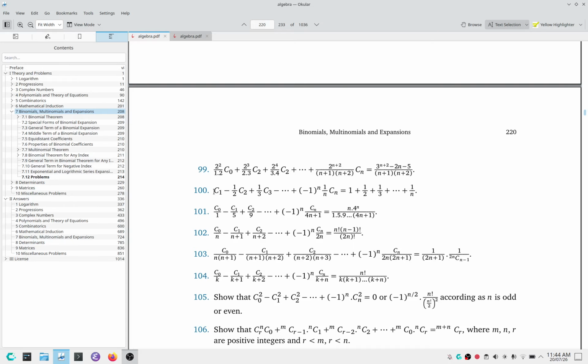Now we come to question 100. Question 100 says that C1 minus C2 upon 2 plus C3 upon 3 up to (minus 1) to the power (n minus 1) Cn upon n is equal to 1 plus 1 upon 2 plus 1 upon 3 up to 1 upon n.